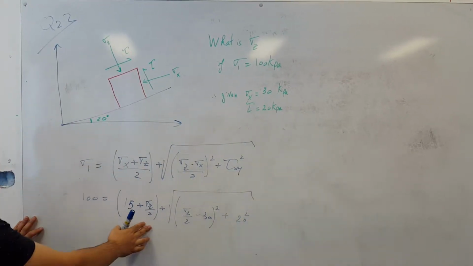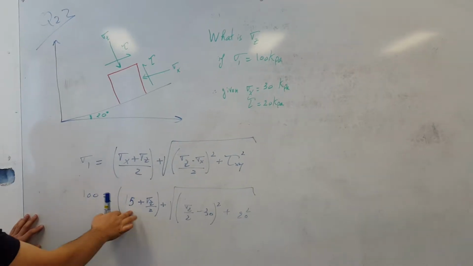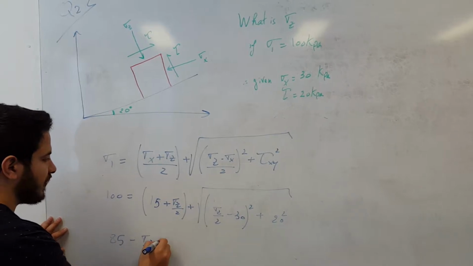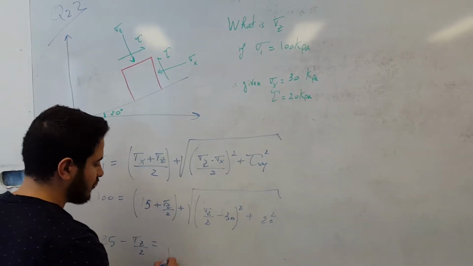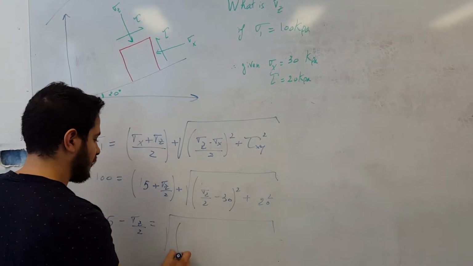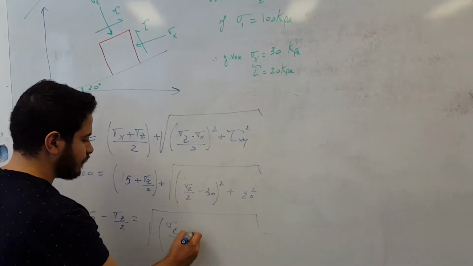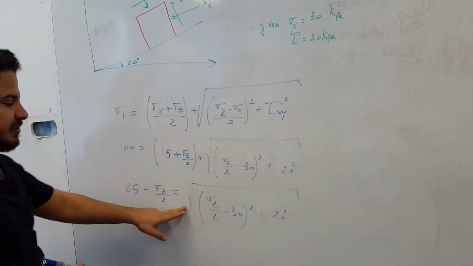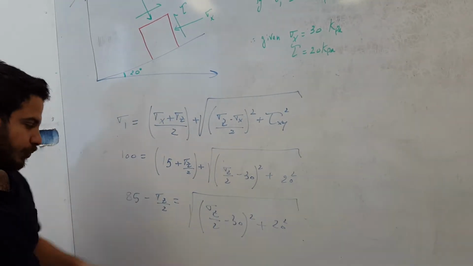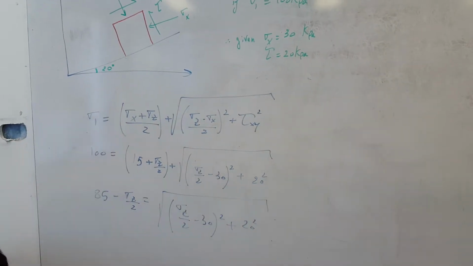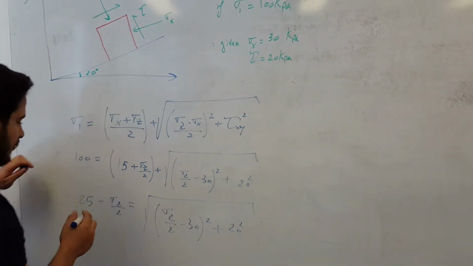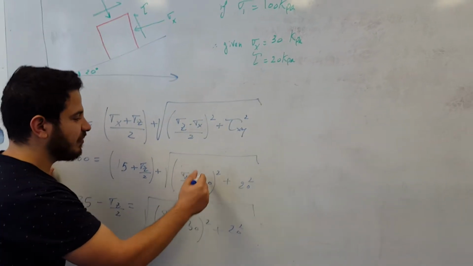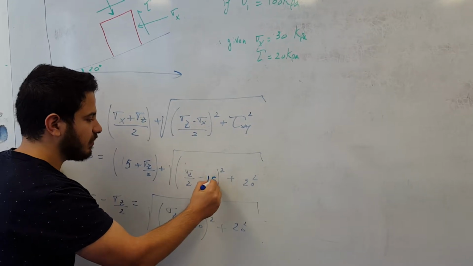Okay, we can move this to the other side. Now we have 100 minus 15 is 85, minus sigma z over 2 equal to the square root of sigma z over 2 minus 15 squared plus 20 squared. Now to get rid of the square root, we can square both sides. So there was a small mistake. This is 15, 30 on 2, right? Sorry about that.